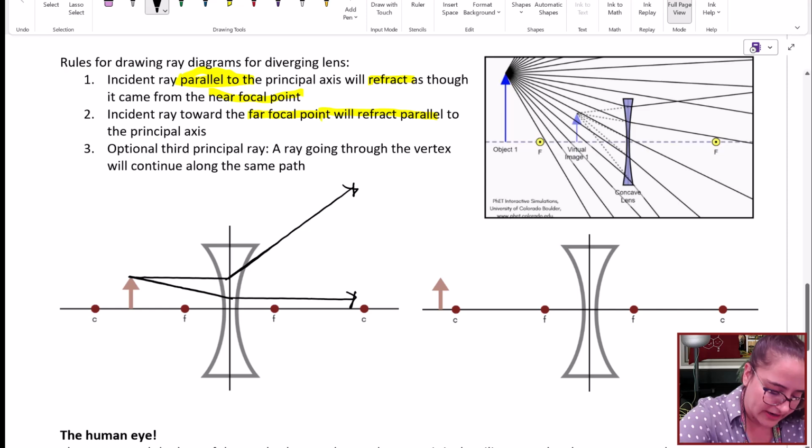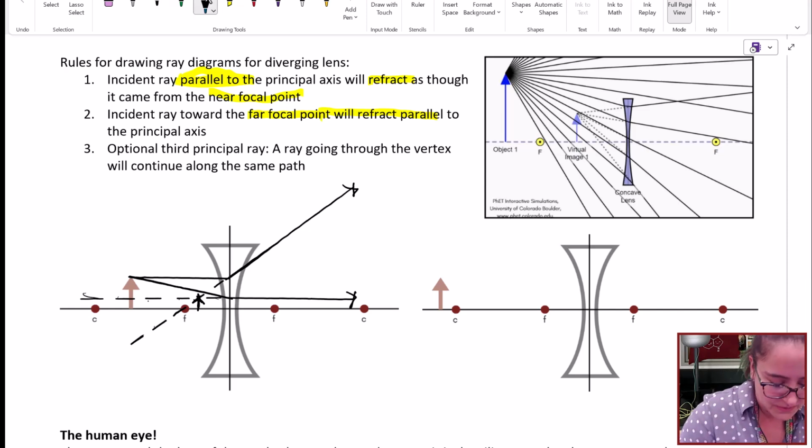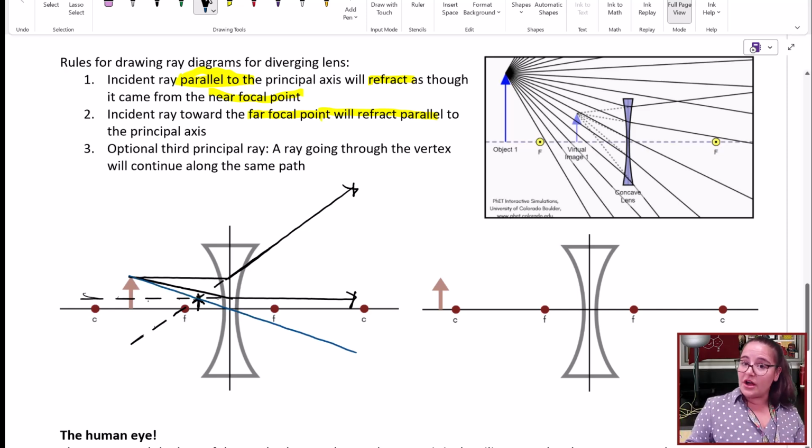They're diverging rays, so we've got to trace them back. And we'll trace this refracted ray back. And we get a little tiny intersection right there. And we can always check it with that third ray. If you're not feeling confident on your image location, just draw that third ray, and it should help you pinpoint it a little closer.